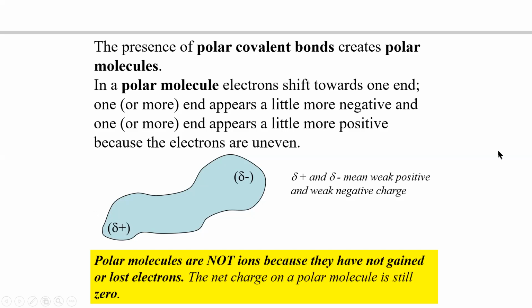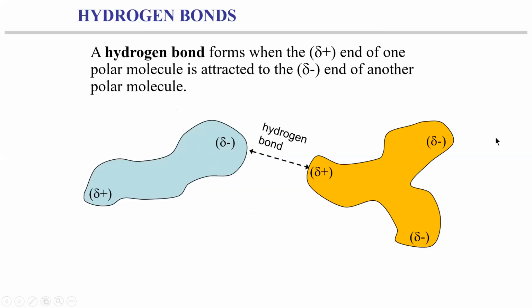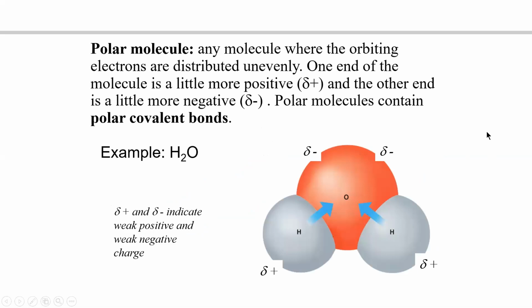Now, we haven't talked about hydrogen bonds yet. We've only talked about polar molecules. To make a hydrogen bond, you get the negative end of one polar molecule close to the positive end of another polar molecule, and there's an attraction between the negative charge and the positive charge. That's where the hydrogen bond is, between those two polar molecules. Let's look at a real example of a polar molecule, and then we'll look at a real example of a hydrogen bond. So water is a polar molecule.